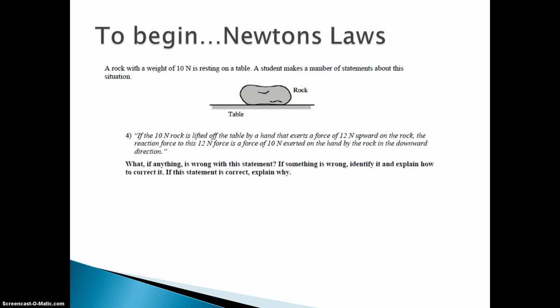So, statement number 4. If the 10 Newton rock is lifted off the table by 12 newtons, so you're lifting it up, the reaction to that 12 newtons is a force of 10 on the hand by the rock in the downward direction. Whoa. No. If the hand is pulling up on the rock 12, the opposite of that is 12 newtons by the rock on the hand down. You pull the rock 12 newtons up, it pulls you down 12. Newton's third law, over and over and over again.